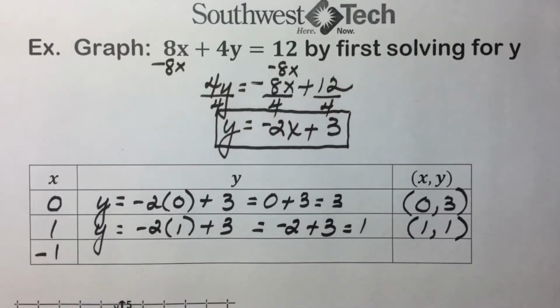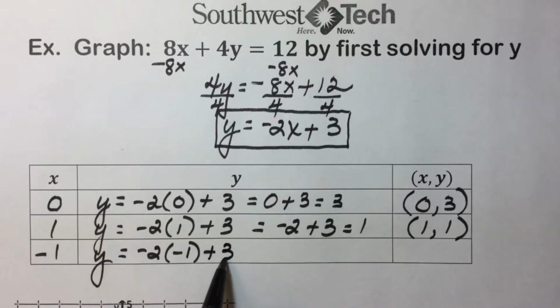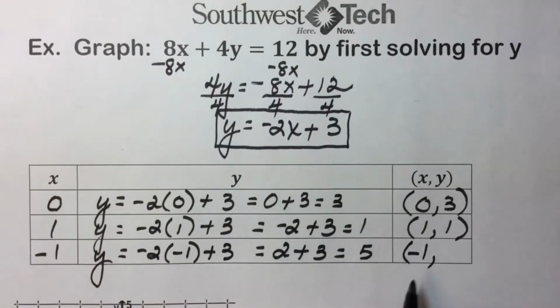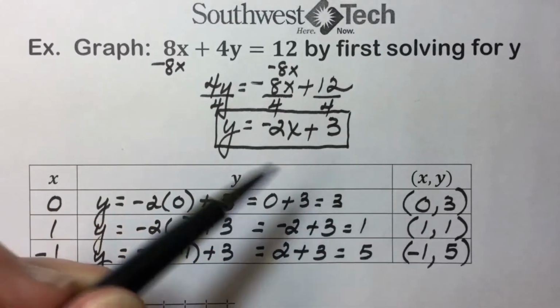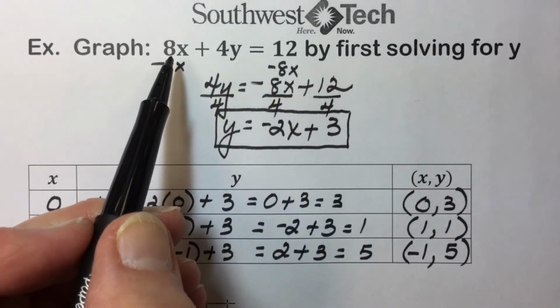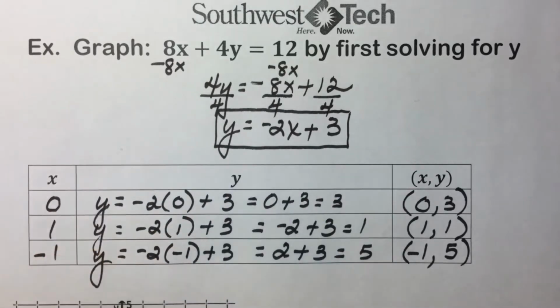If we let x equal a negative 1 and replace it in our equation, multiplying first, negative times negative is a positive, plus the 3 simplifies to 5, which gives us the ordered pair x, negative 1, with a corresponding value of 5 for y. Now each one of these points would also satisfy this original equation, and we could plug those in to verify that yes, in fact, they are.